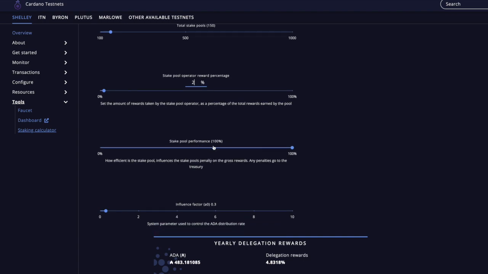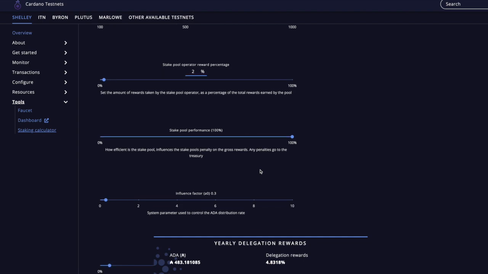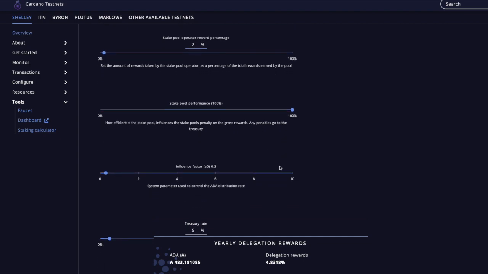Stake pool performance, let's keep that at 100. So the idea of a stake pool is that you want to maintain a maximum uptime so that you're able to mint blocks when you're assigned. So we'll keep that as 100%. I think that's pretty fair.